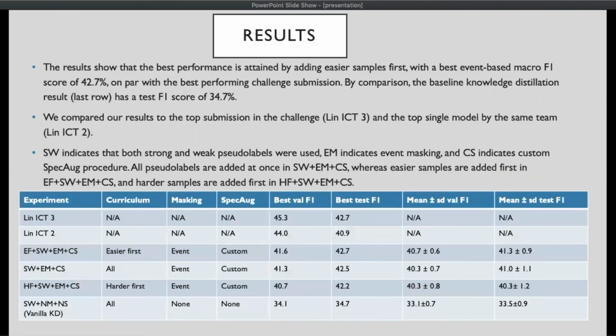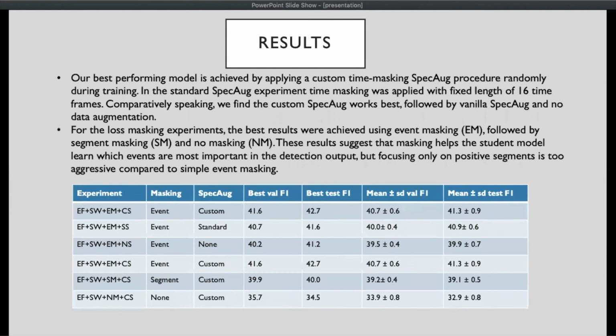Our results are shown in the table and are compared with the top submission and the top single model submission from the same team. As you can see, we achieved a similar event-based macro F1 score of 42.7%. And this has improved over the 34.7% performance from vanilla KD. We also find that our custom spec-aug procedure got the best results, followed by standard spec-aug and no spec-aug. And furthermore, event masking achieved the best results, followed by segment masking and then no masking. This suggests that masking definitely helps the student model learn, but doing segment masking might be too aggressive.